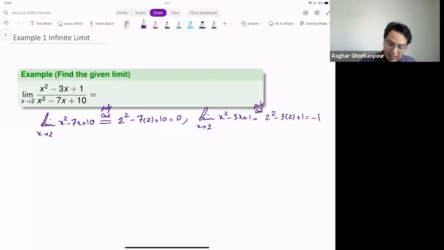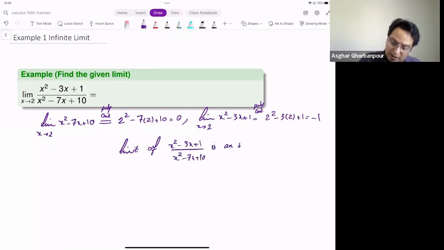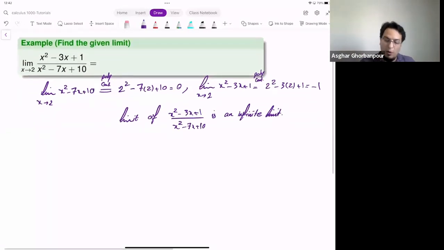Now, we know that the limit of this guy, x squared minus 3x plus 1 over x squared minus 7x plus 10, is an infinite limit. There is no other case here, especially when you're working with rational functions. This is going to be an infinite limit. But is it positive or negative? Well, I know already that the limit of the numerator is a negative number.